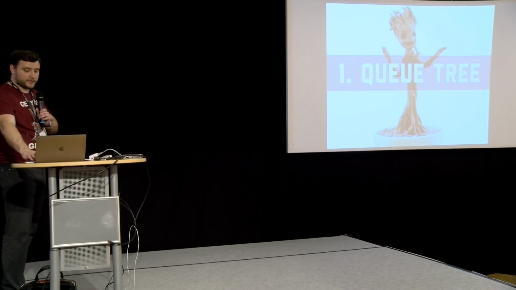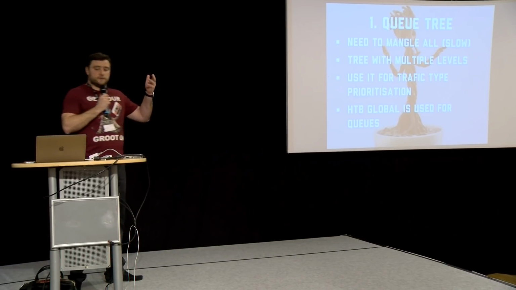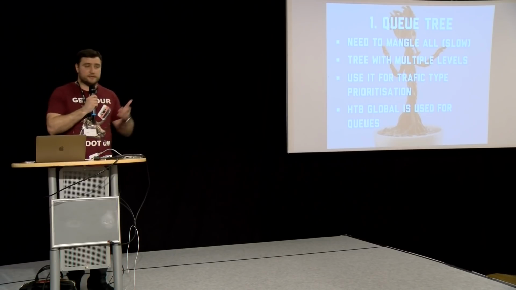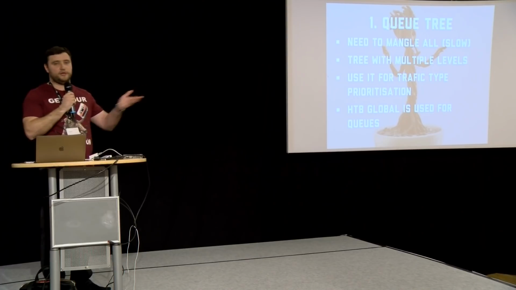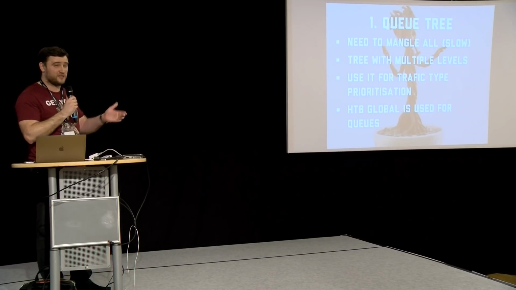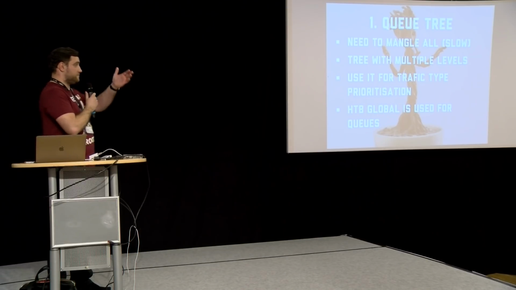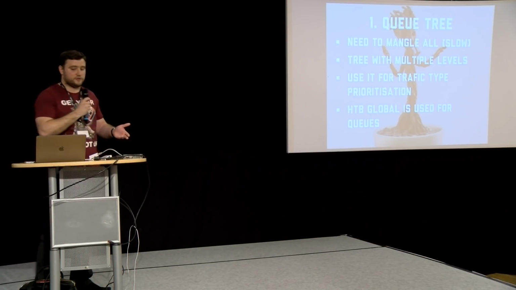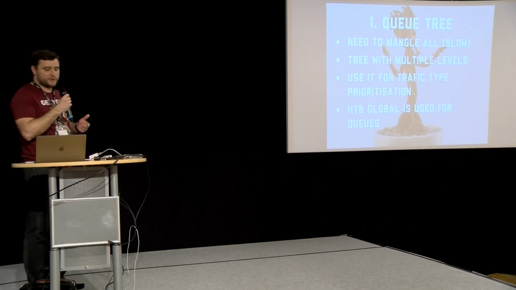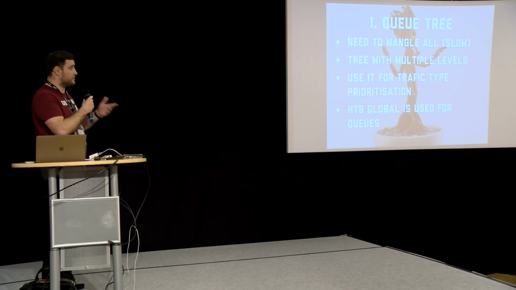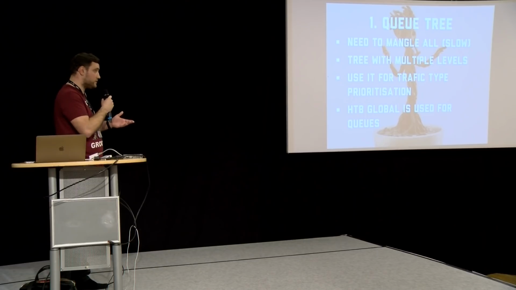Queue tree, need to mangle all. So for example, you have 600 customers. You need to mangle all the incoming and outgoing connections, so it will be 1,200 mangles. And then you need to create a queue tree for each single client. So a tree with multiple levels. I prefer to use it for traffic type prioritization. I don't use it for bandwidth speed limitations for customers, and I will explain why not.